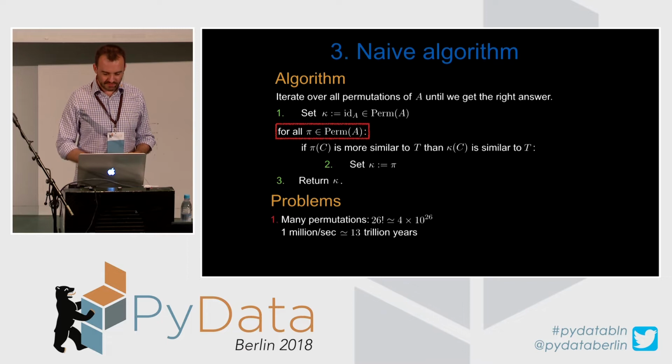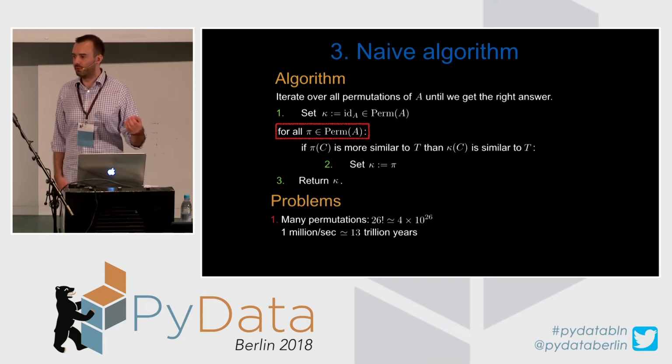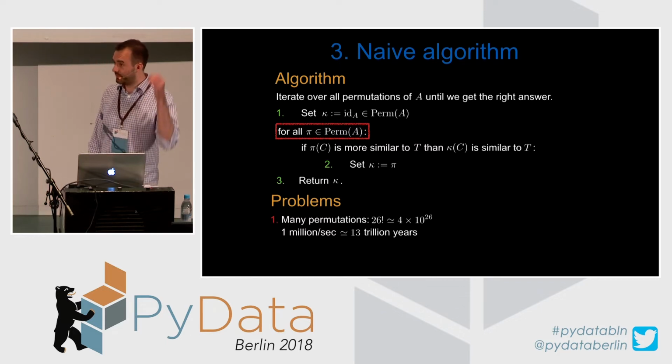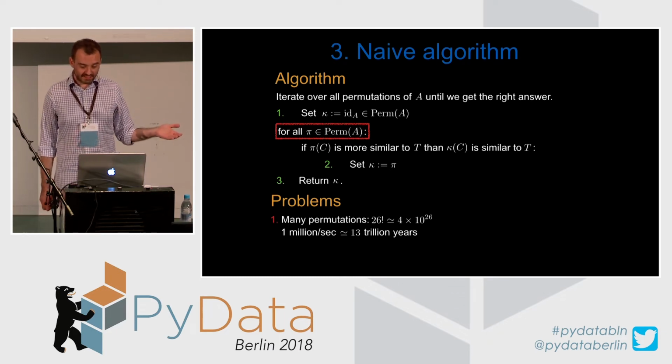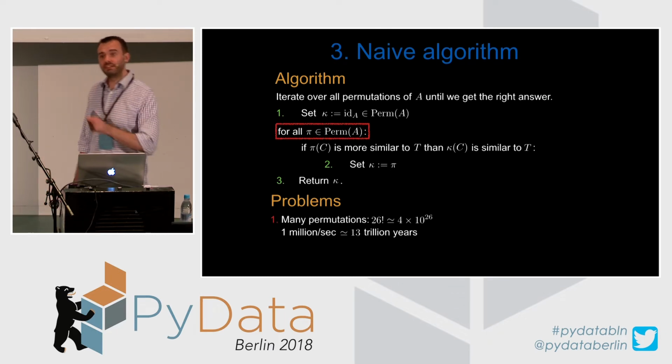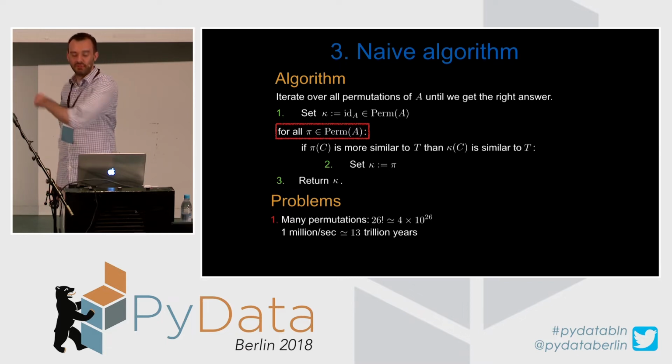So the first problem is this one here. I've blithely said that I'd like to iterate over all the permutations in the alphabet, but a typical alphabet, even one that's pretty small, like the Latin alphabet in which we write English, say, has 26 letters, and the number of possible permutations of those letters is 26 times 25 times 24, and so on.